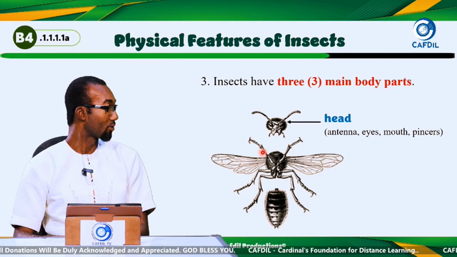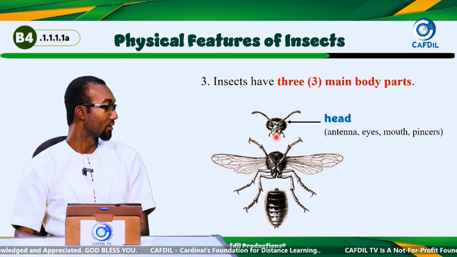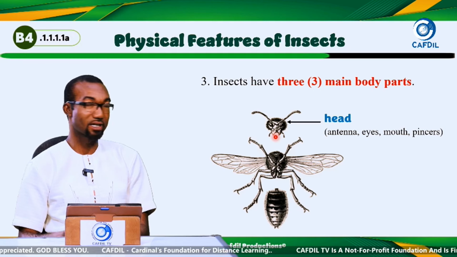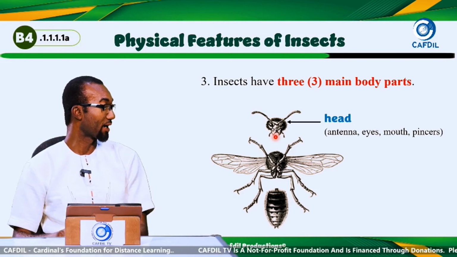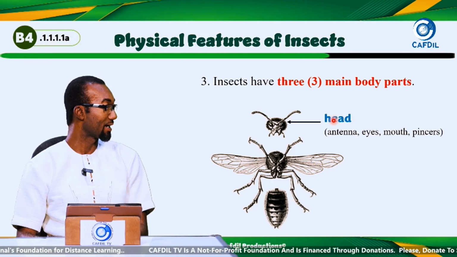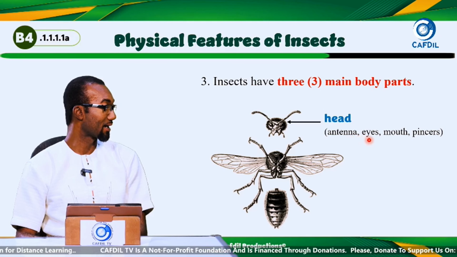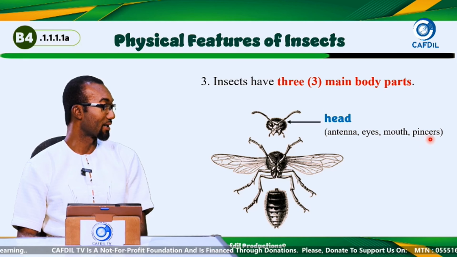This is what you call the pincers, what they use to bite. This, you see, that's what you call the pincers. Crabs also have pincers. That is what they use to bite. So the head, that is the first part. It contains the antennae, the eyes, the mouth, and then the pincers.